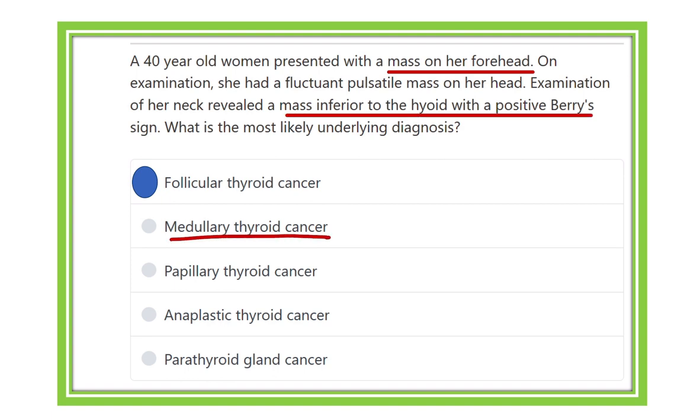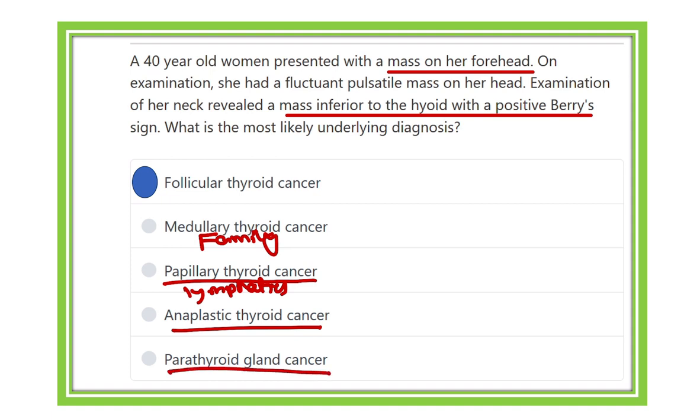And medullary thyroid cancer metastasizes by the lymphatics. In medullary thyroid cancer, the family history is positive. In case of papillary thyroid cancer, it spreads by the lymphatics. Anaplastic thyroid cancer is rapidly destructive and rapidly spreading, and the most dangerous thyroid cancer is anaplastic cancer. On the other hand, parathyroid gland cancer is usually less common, but in this condition the calcium level will be mentioned in the question.